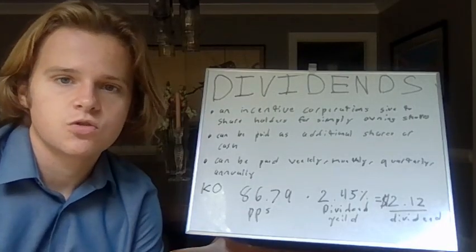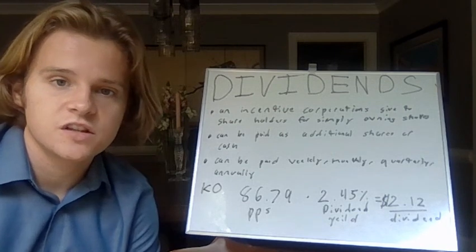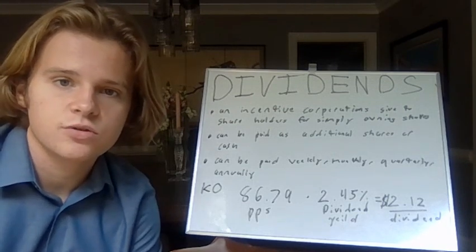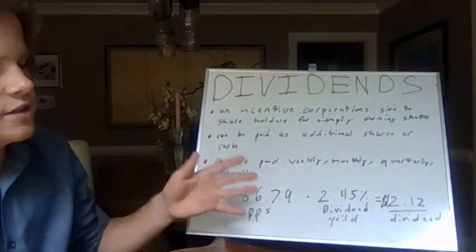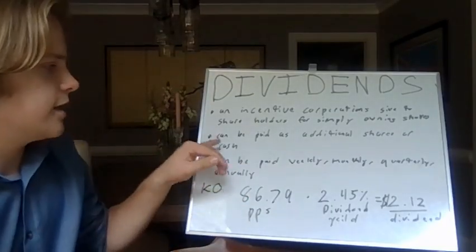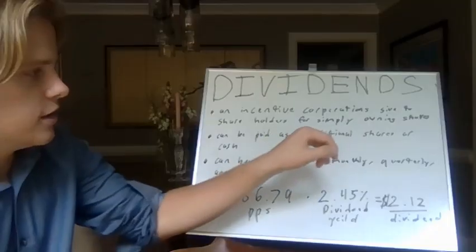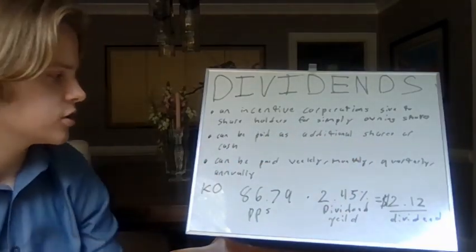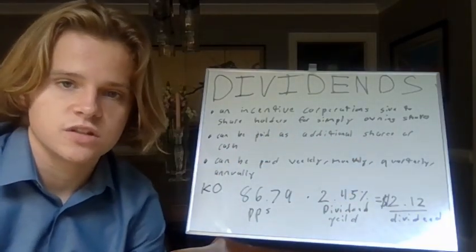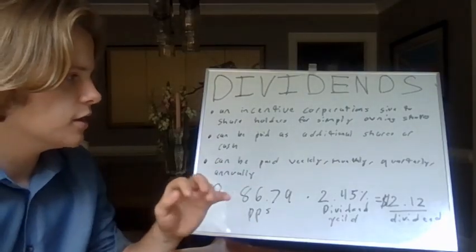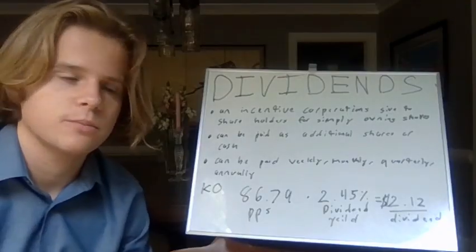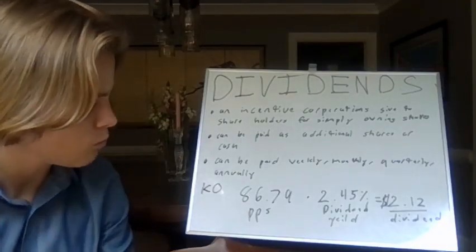Next up, we have dividends. So what are dividends? Dividends are an incentive corporations give their shareholders for simply owning shares. They're basically a cash incentive, and they can be paid as additional shares or in cash. The distributions, which is basically when they pay out the dividends, can be weekly, monthly, quarterly, which is basically every 3 months, or annually.